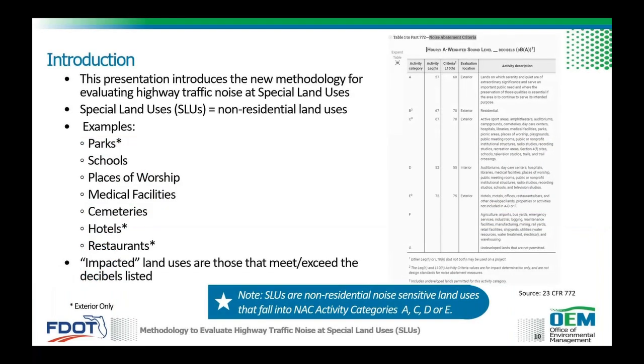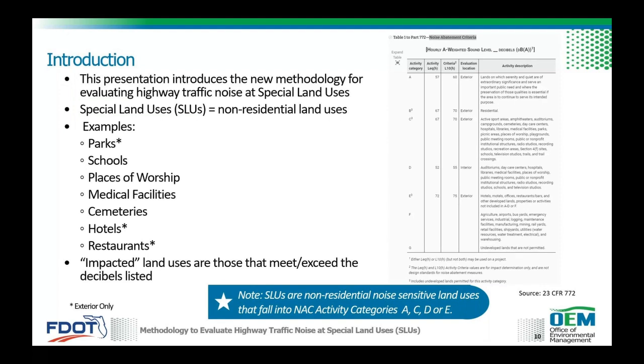So special land uses are non-residential land uses that are listed in Title 23, Part 772 of the Code of Federal Regulations. They include land uses such as parks, schools, places of worship, medical facilities, cemeteries, hotels, restaurants, and compose activity categories A, C, D, and E. Activity category B is considered residential.